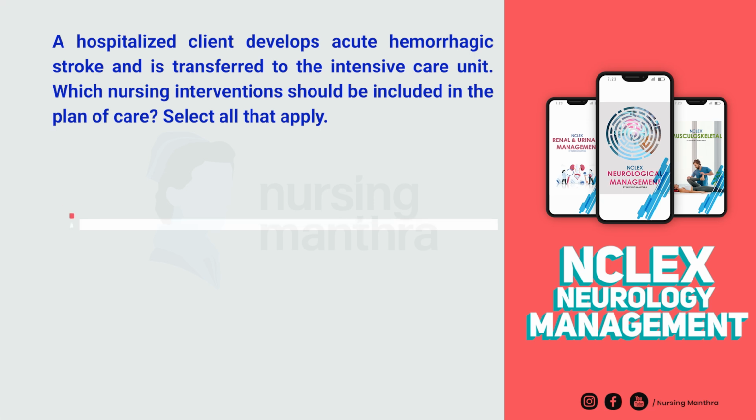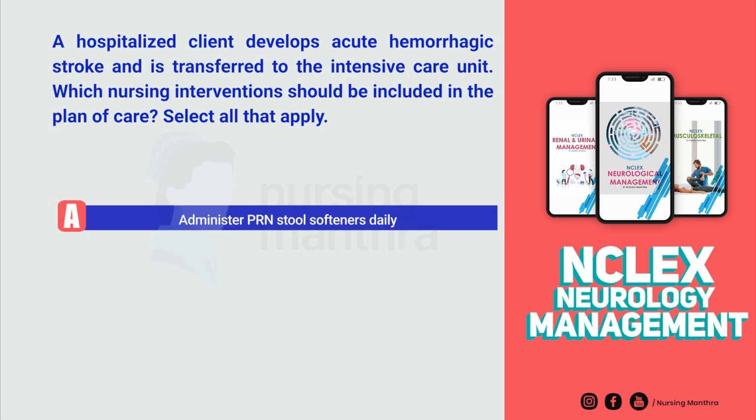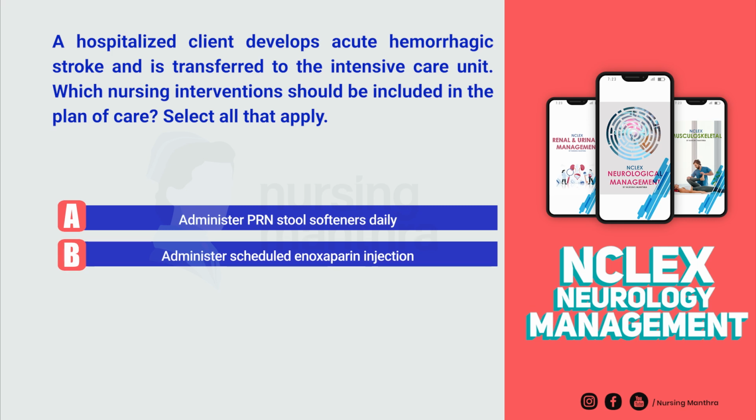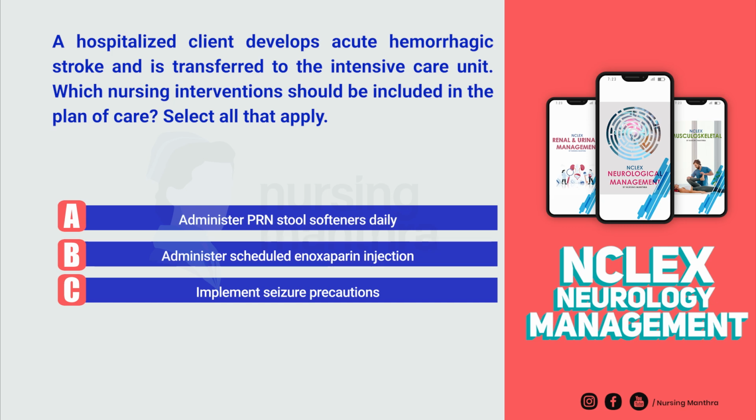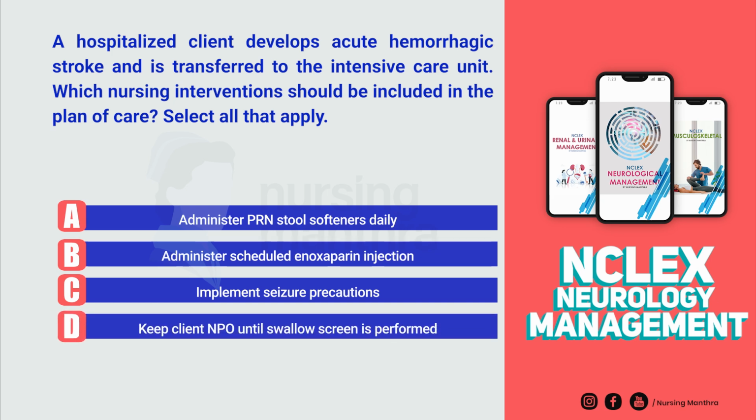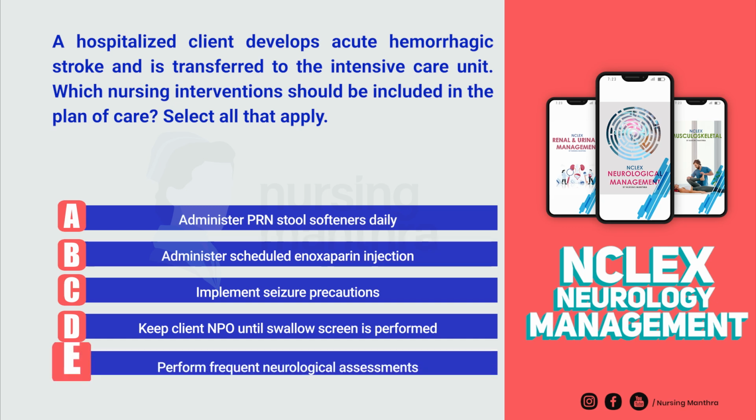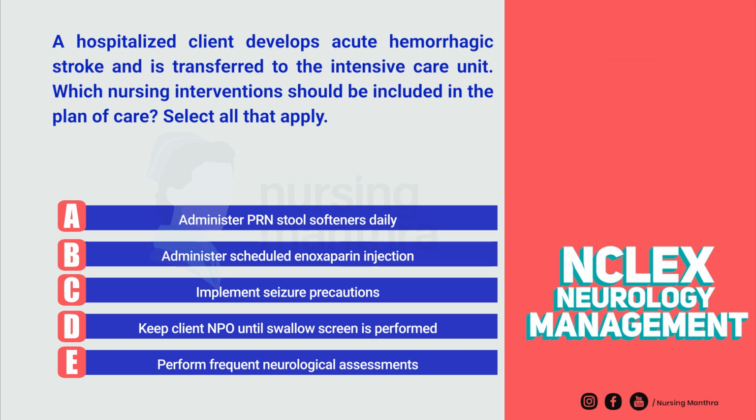Options: 1. Administer PRN stool softeners daily. 2. Administer scheduled enoxaparin injection. 3. Implement seizure precautions. 4. Keep client NPO until swallow screen is performed. 5. Perform frequent neurological assessments. So this question is asking for multiple response options, okay.